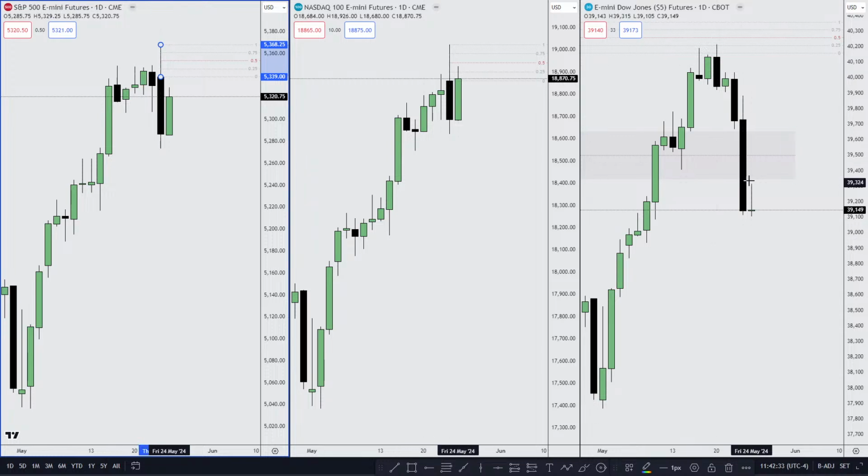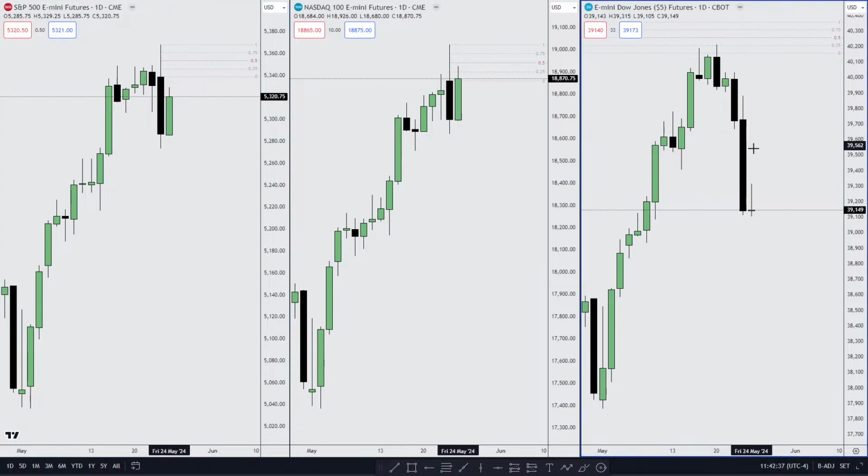For Dow Jones, we have this bearish fair value gap on the daily, and we have this inversion level as well. This down close candle is a breaker, so it should not trade above the breaker, in my opinion.